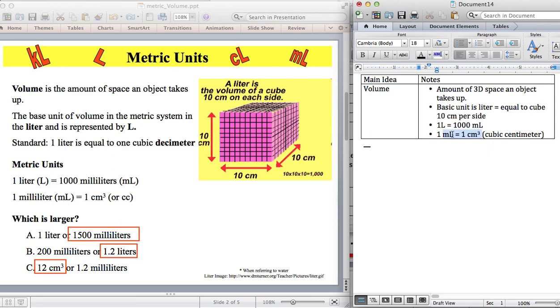We will talk about this more in class tomorrow, but this is kind of a special conversion that you need to know. So I'm going to put some stars next to it. All right, this is important.